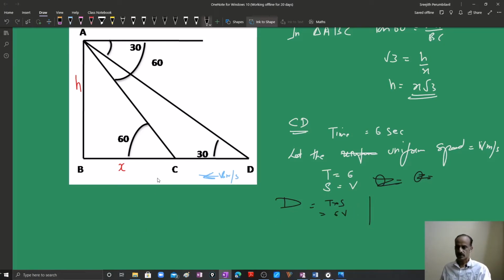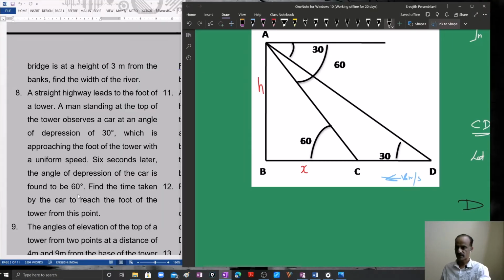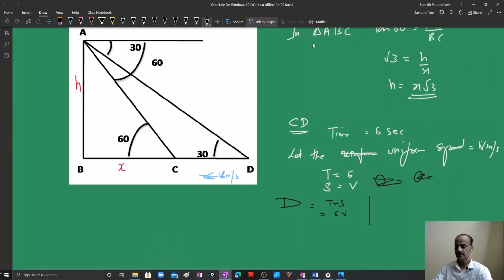Fine. Now this car is moving at the same speed. What is the question? Find the time taken by the car to reach the foot of the tower. That means we have to find the remaining time taken by the car to reach from C to B. That is the time we have to find.